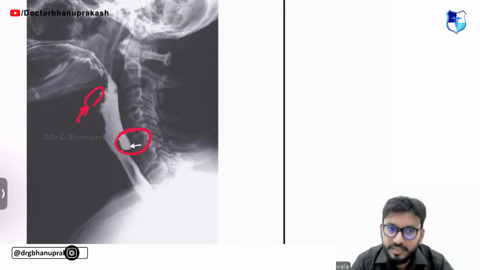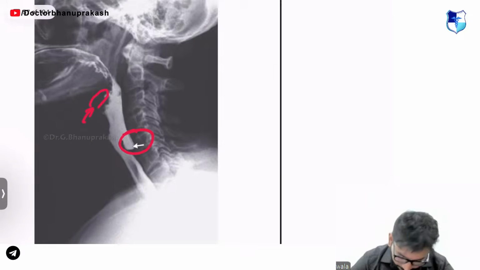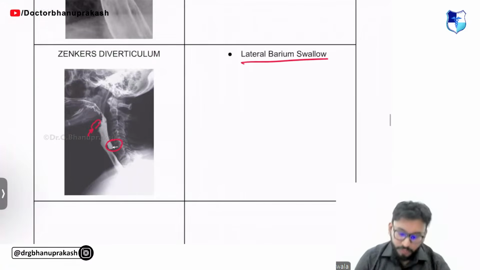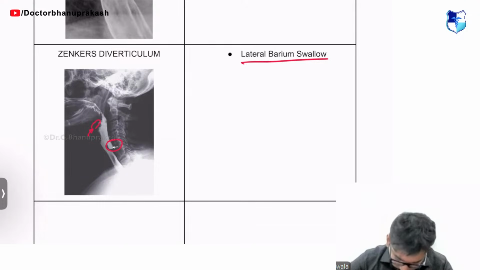Please pay attention here. This is very important. Zenker's diverticulum. Look at this, guys. This is a lateral barium swallow. Again, we need to see the esophagus, and this is a lateral view.